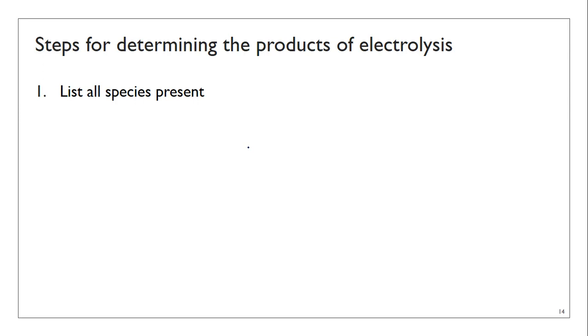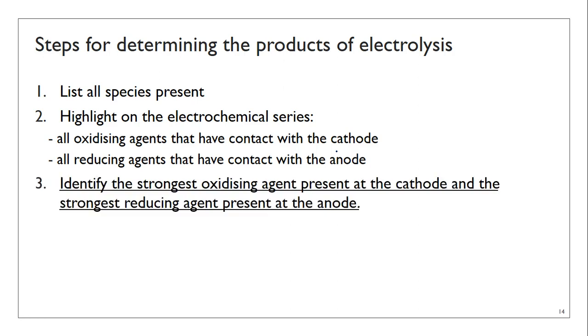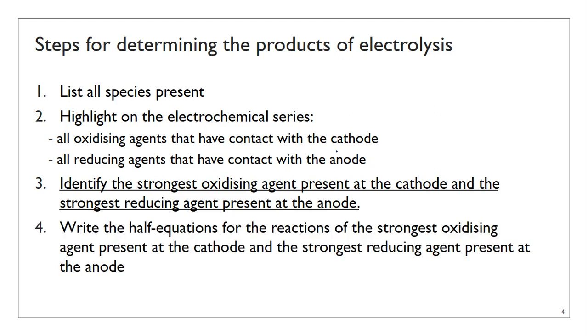You always want to start by listing everything that you have in your electrolytic cell. The second step is to highlight on the electrochemical series. Now, I'm going to discuss this in more detail later when the time comes, but essentially all the oxidizing agents that have contact with the cathode and all reducing agents that have contact with the anode should be highlighted. And then we're going to identify the strongest oxidizing and reducing agent present, and you're going to get the half equations from there. So once you get to step 3, step 4 is really easy.